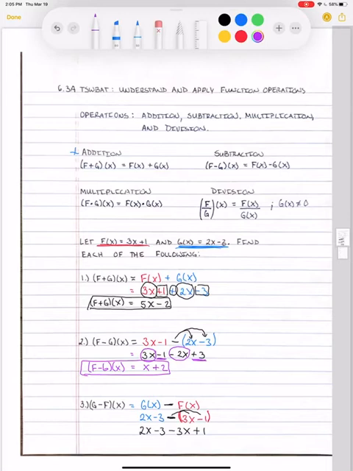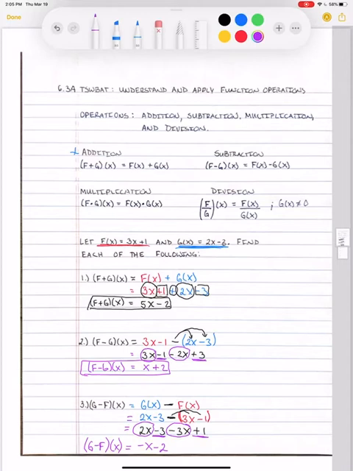If I combine my like terms, I have a positive 2x and a negative 3x, that's going to be negative x. I have a negative 3 and a negative 1, that's going to be negative 4. So again, (g - f)(x) equals negative x minus 4.